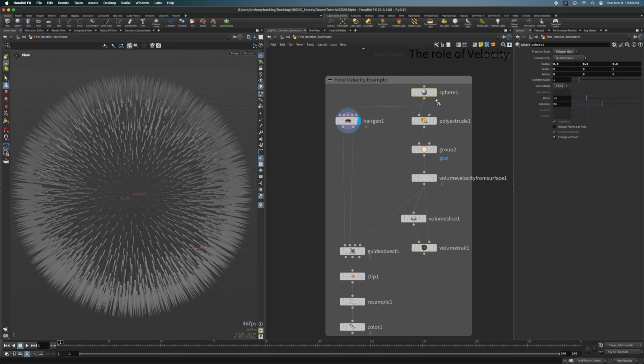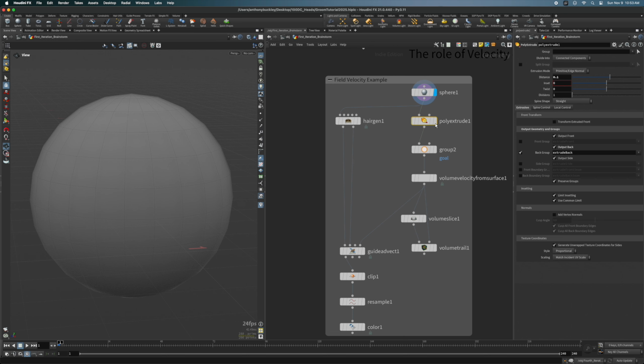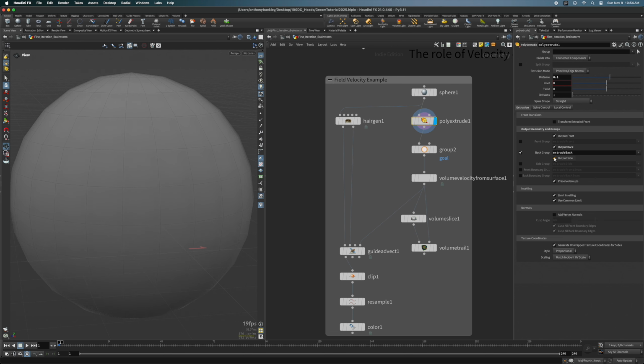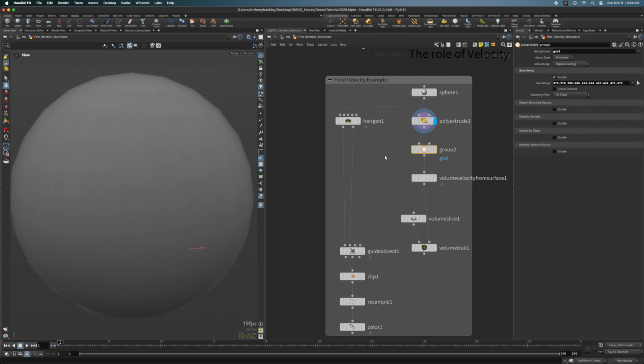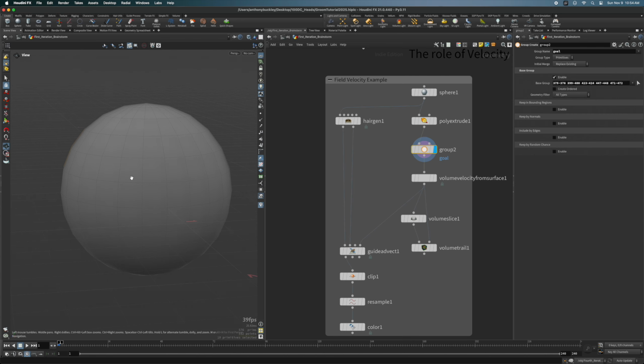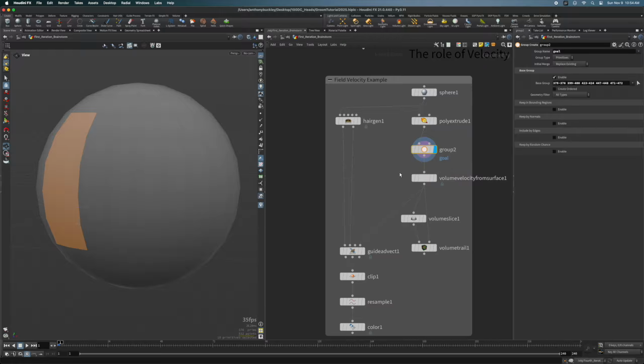So again, with this sphere, and then extruding out a surface while keeping the backside of that extrusion, I now have something that's like a shell right here. So it's not transparent, we can't see inside, but I'm also going to create a small polygon group or a primitive group, rotate around here. And the purpose of this group is that the primitives used to create this shell can also direct which way the volume velocity will travel to reach those primitives.